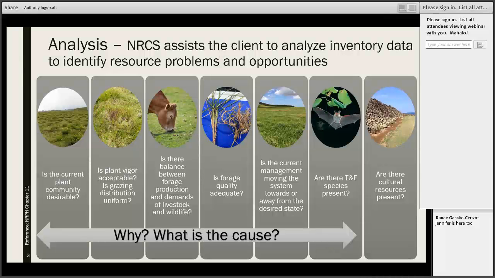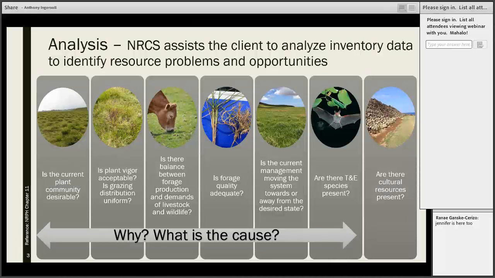So it's our job as NRCS planners to assist that client to analyze that inventory data, because they don't always have a real thorough understanding and grasp on the grazing land ecosystem. But we're trying to help them learn, and as they do that, it helps them to better understand and identify those resource problems and maybe even see opportunities. So in this part of the process, we might be seeking to answer questions like the ones on the screen.